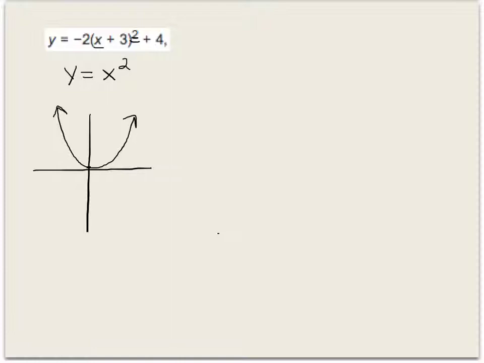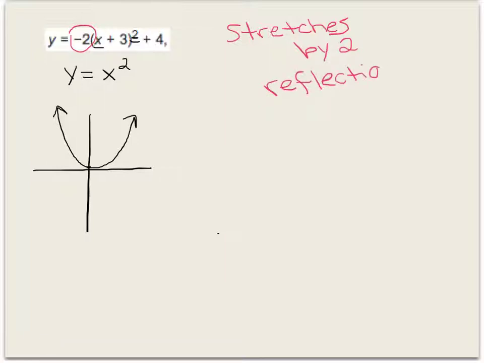The first thing we want to talk about is this up here. Basically what that does is it takes the whole graph and it stretches it by 2, so it goes up twice as fast, and it also reflects it over the x-axis. That's the negative there. So the 2 is a stretch, and the negative is a reflection. So I'm going to go down, but I'm going to go down twice as fast. So I'm going to get steeper.